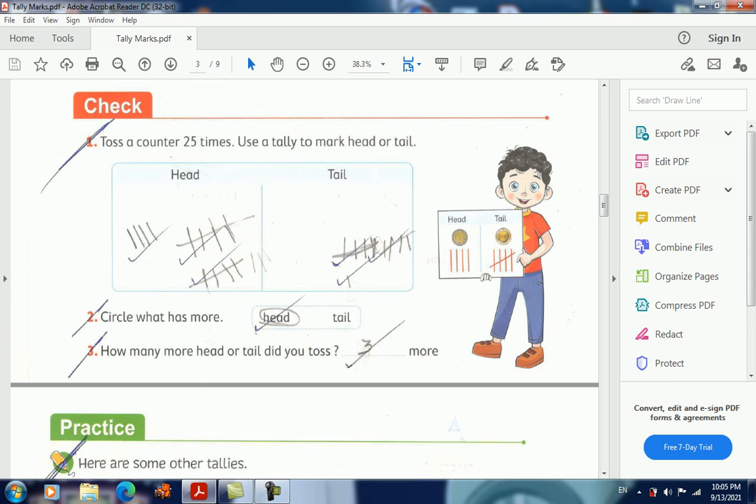Number 2 is asking us to circle what has more. Of course, in my case, it's the head, because it's 14. And how many more head or tail did you toss? So I'm going to subtract both numbers, 14 minus 11, or 11 subtracted from 14. So 14 minus 11 is 3, and I got 3 heads more than the tail.